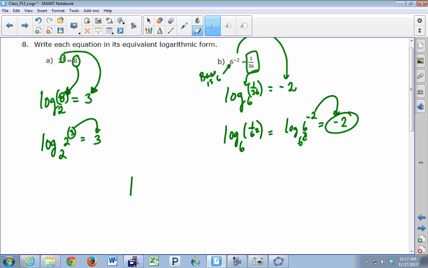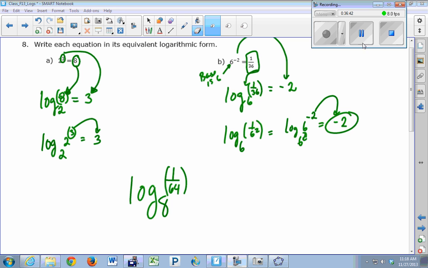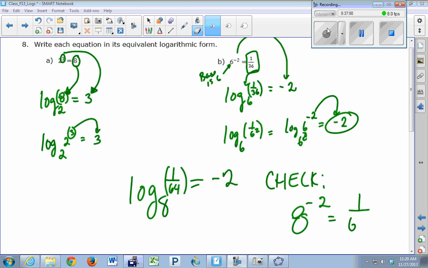So let me give you another one. See if you can figure that one out at your seats. -2, right? And how do you check? This is a neat thing you can always check. You check your logarithmic equation with an exponential. So you say, I keep my same base. I raise 8 to the -2, and I better get my input for my log function. And I do. 1 over 8 squared is 1/64.